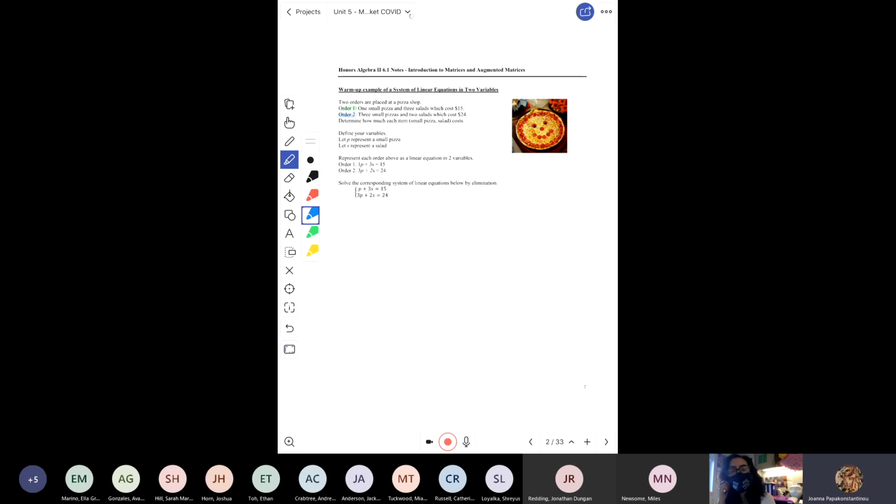So of course, when you have a word problem, you need to define your variables. If you are not given the variables to use, it doesn't matter. So in this case, I'm saying let P represent a small pizza, let S represent a salad. You can use X and Y, doesn't matter. Now, if I were to write equations to represent each of these orders, the order 1 was 1 small pizza plus 3 salads equals $15. So that's going to allow us to represent this first equation. Order 2 is 3 pizzas and 2 salads costing $24.